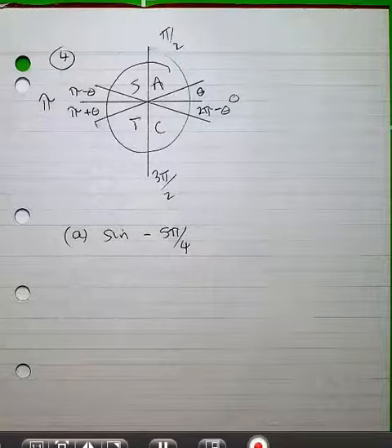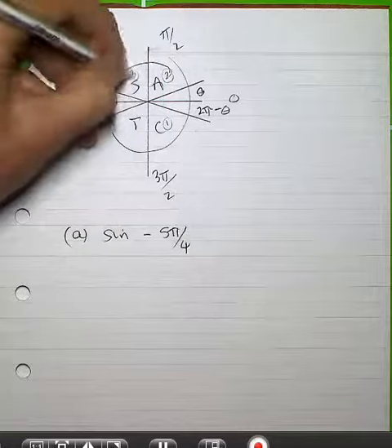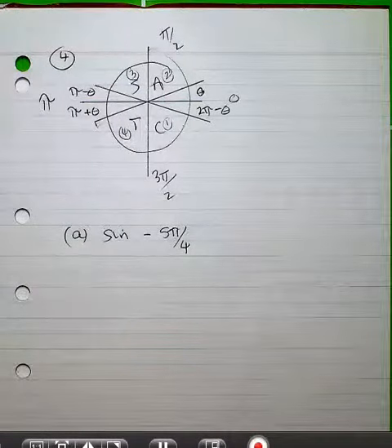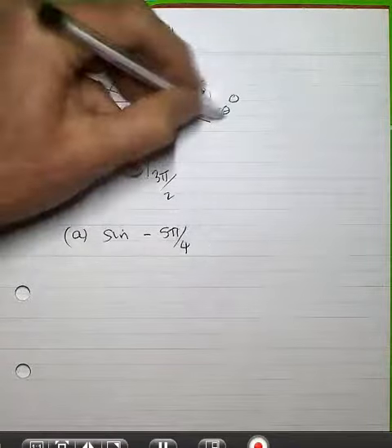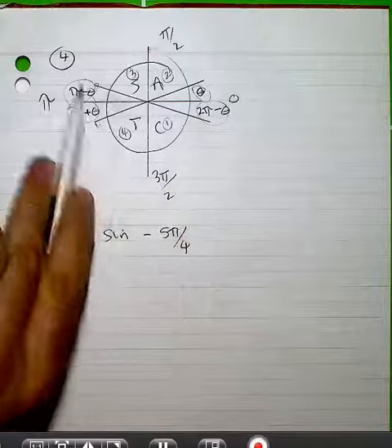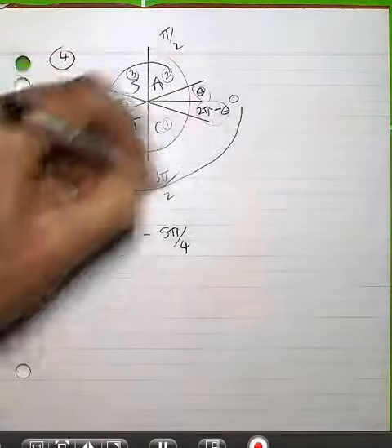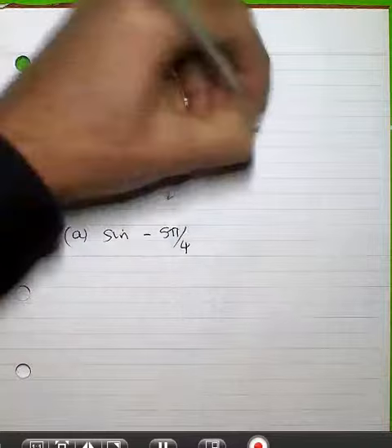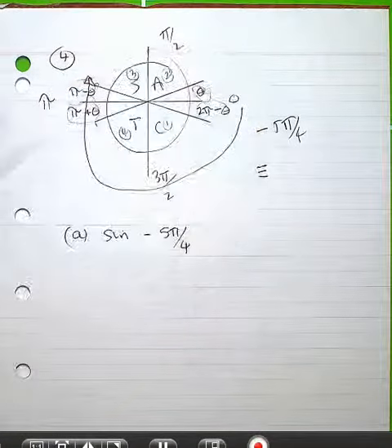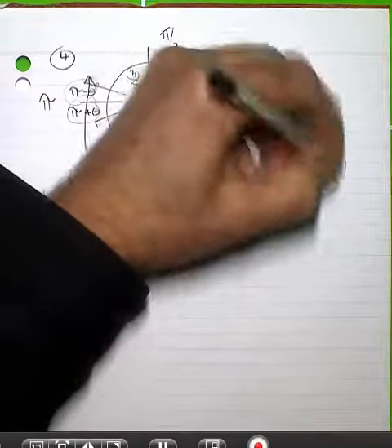Once again in question 4, set yourself up the CAST diagram showing the quadrants in which each ratio is positive. Set up your symmetry relationships: theta, 2 pi minus theta, pi minus theta, and pi plus theta. Now, in all of these problems, we're actually looking at negative 5 pi on 4. Now, negative 5 pi on 4 is equal to pi minus pi on 4.